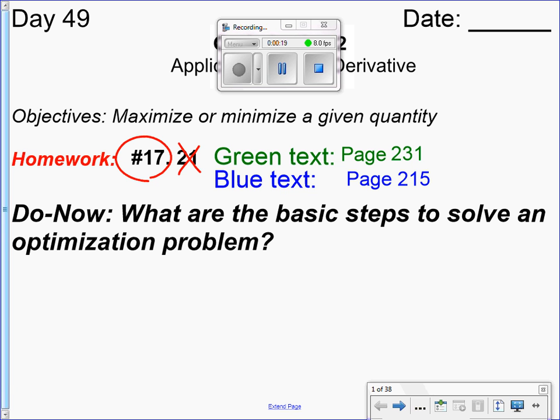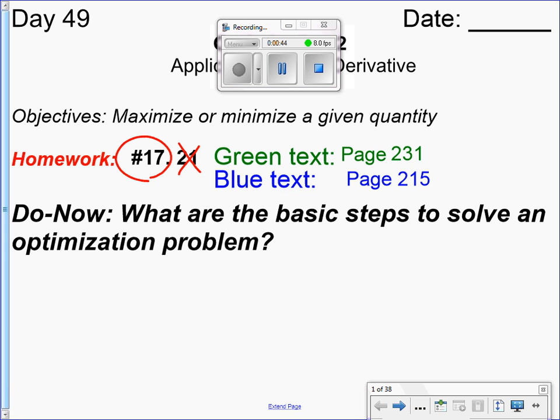Solve an optimization problem. Diagram and label, right? Then what? You need a formula. How do you know what you have to write a formula for? Whatever they're asking you to maximize or minimize. Okay, then what about that formula?